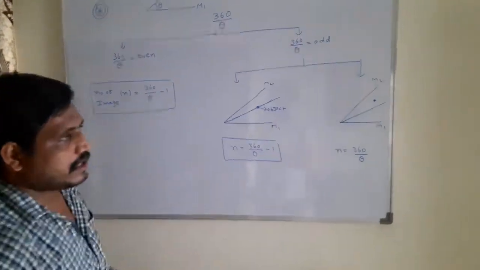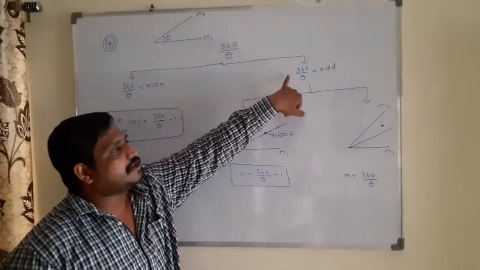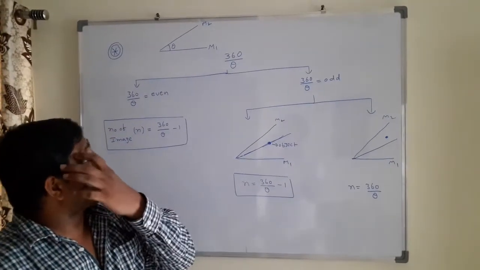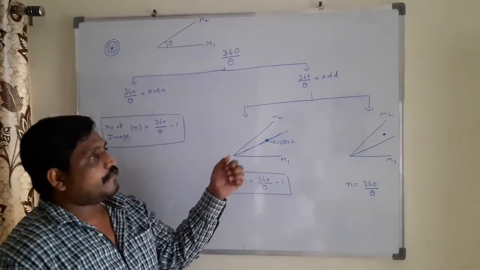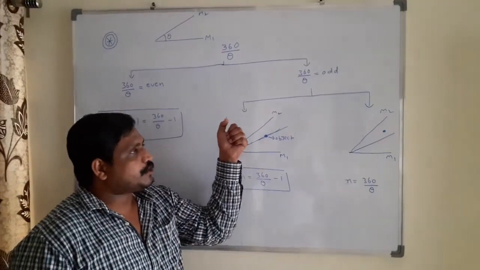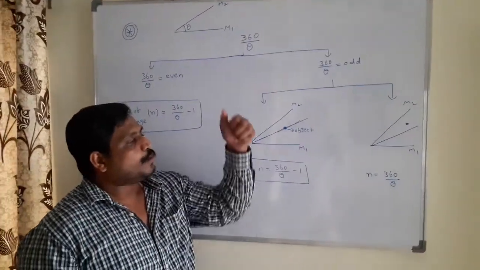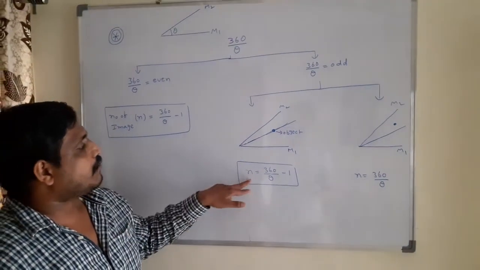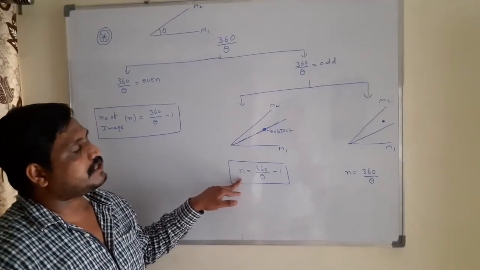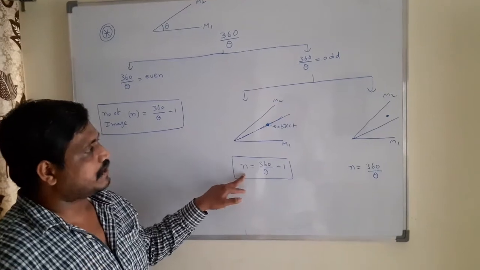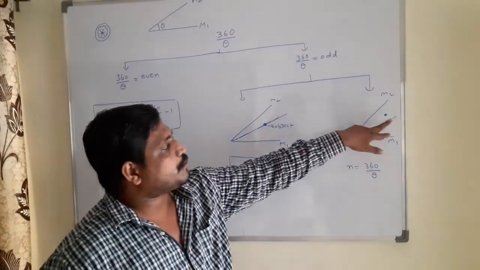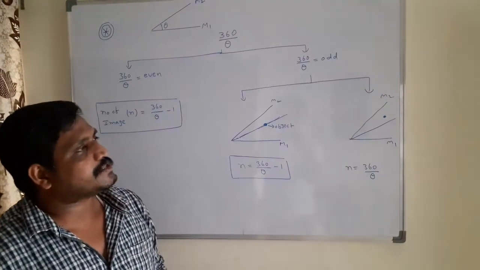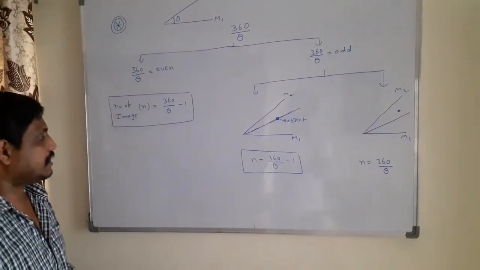Here 360 by theta can be determined. If it becomes odd, in this situation two cases arise. The first case is the object placed on the bisector, or on the symmetric line. The number of images is 360 by theta minus 1. And again, if the object is not placed on the bisector, the number of images is 360 by theta.